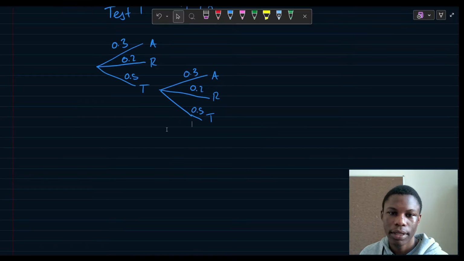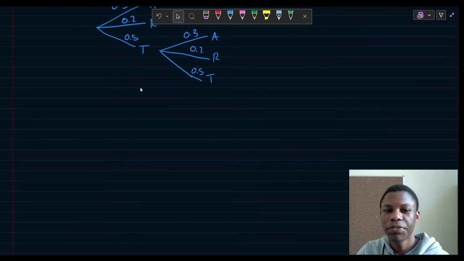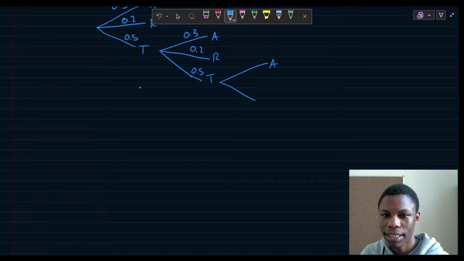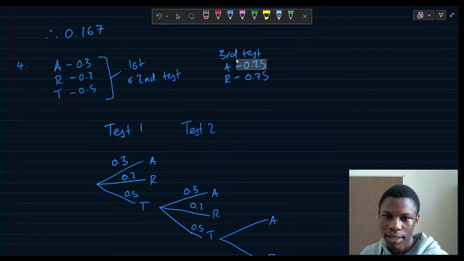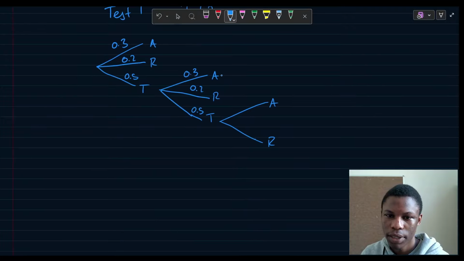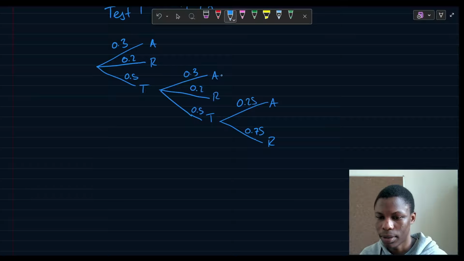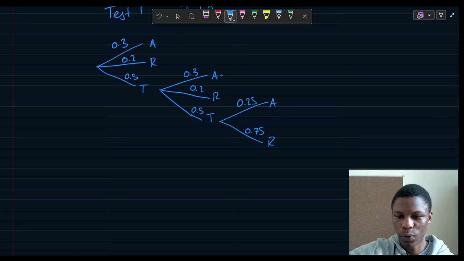Now, if you're accepted, then you're done. If you're rejected, then you're done. If you're required to get a third test, this time you're either accepted or rejected. This is the last test they offer you. The probabilities are 0.25 for acceptance and 0.75 for getting rejected. So that will be the tree diagram. It's a bit of a weird one.